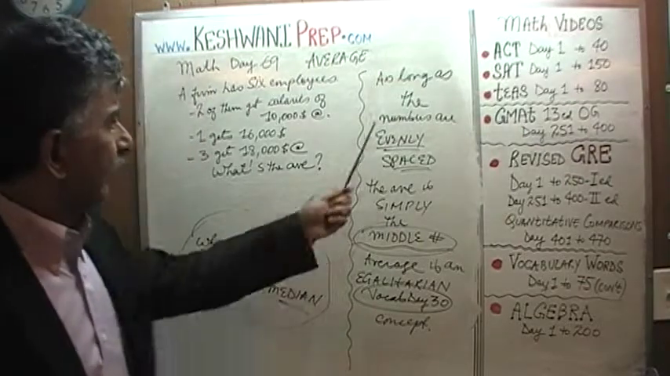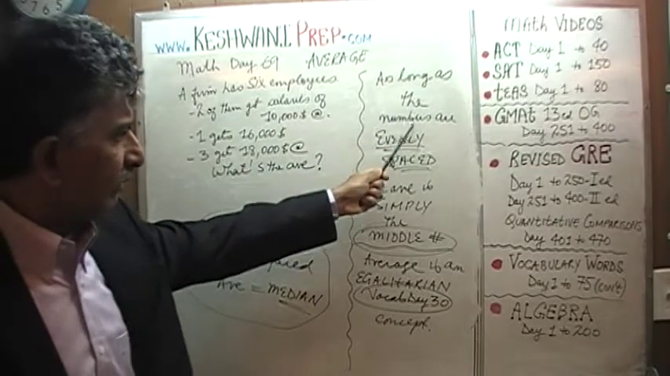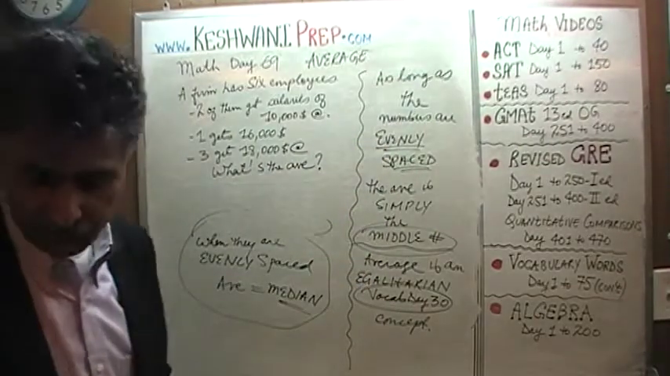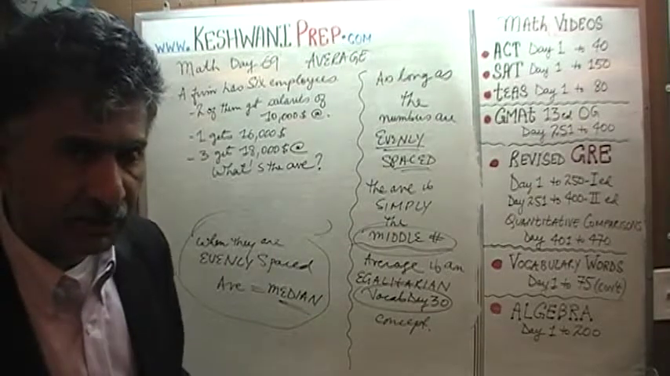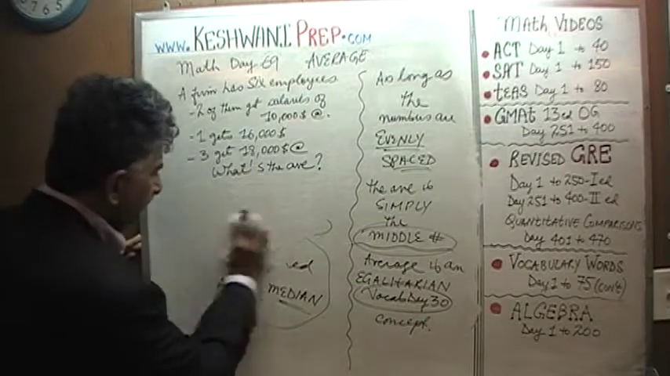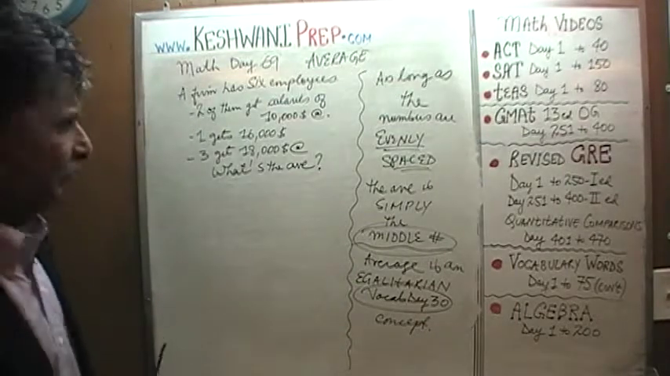What we learned yesterday is that as long as the numbers are evenly spaced, the average is simply the middle number. That's the concept we're trying to understand here. Let's see what happens. We need the room, so we need to get rid of this thing here. Okay, let's first of all list all the numbers.